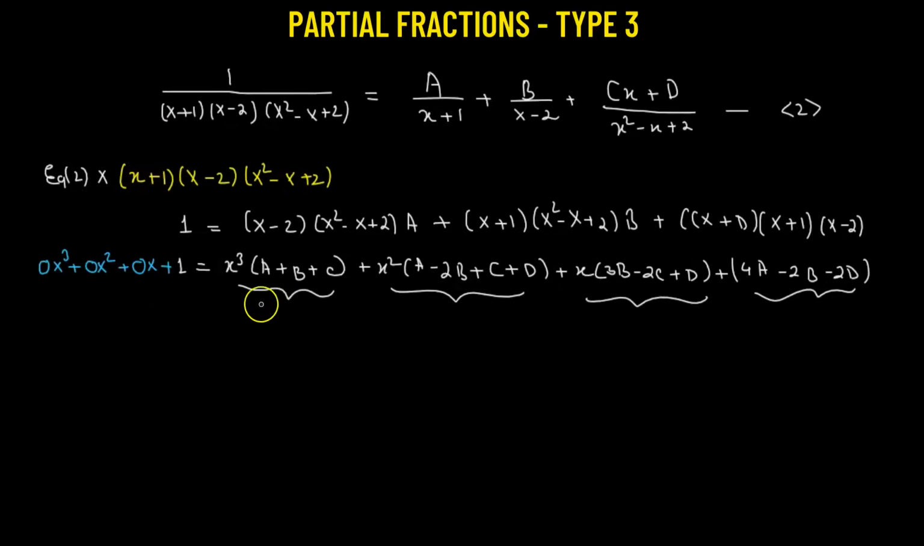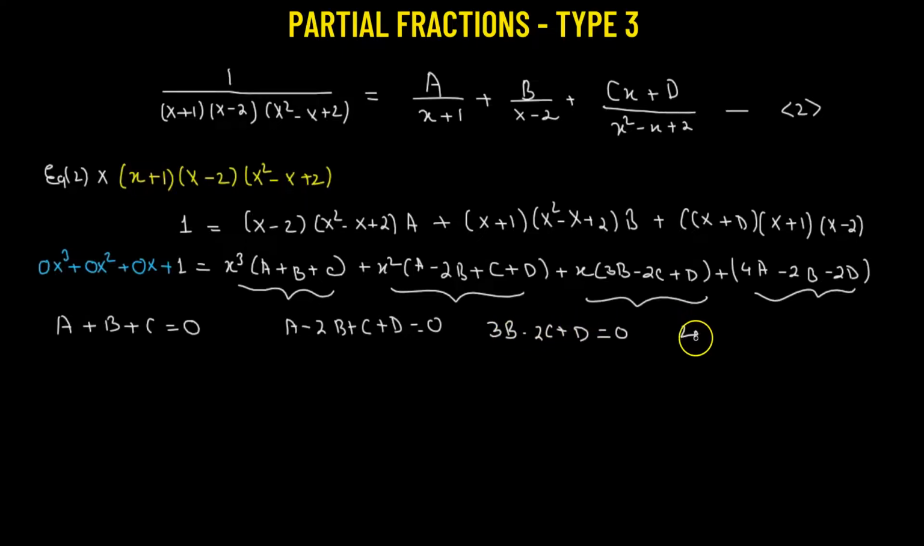Now we'll equate and compare both sides, and that's going to give us a few equations. We'll have a plus b plus c equals 0. Then a minus 2b plus c plus d equals 0. Then another equation, 3b minus 2c plus d equals 0. And then 4a minus 2b minus 2d equals 1. So what we're doing here is comparing the coefficient of x cubed on both sides. So a plus b plus c, the coefficient of x cubed on the right hand side, equals the coefficient of x cubed on the left hand side. That's simply 0 because there is no term containing x cubed.